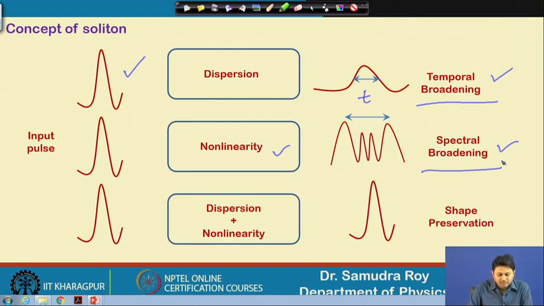So, now the idea is, if the dispersion and nonlinearity is put in such a way that they can counterbalance each other, then there is a possibility that this temporal broadening can be restricted as well as this spectral broadening can be restricted, and as a result we will have something where there is no change of pulse shape. This is called the shape preservation. So, I can preserve the pulse shape by adjusting the dispersion and nonlinear parameters suitably, so that there is no change in pulse shape in time domain as well as frequency domain. So, this thing is called soliton.